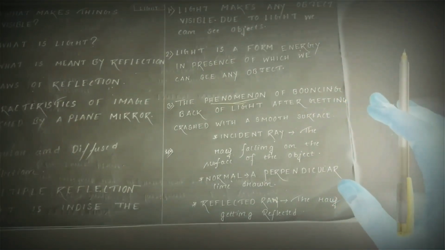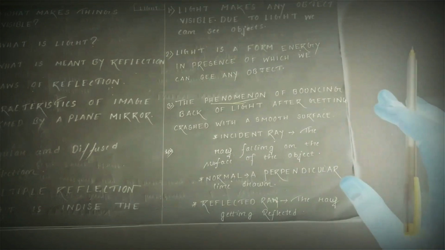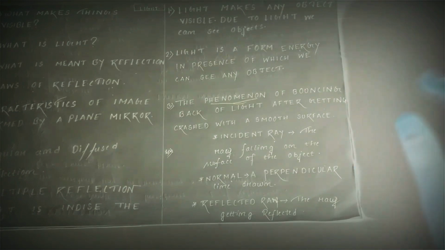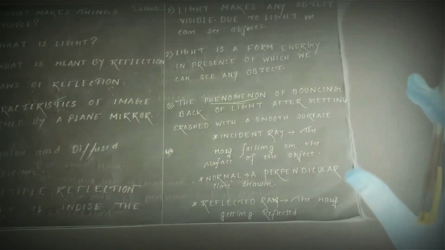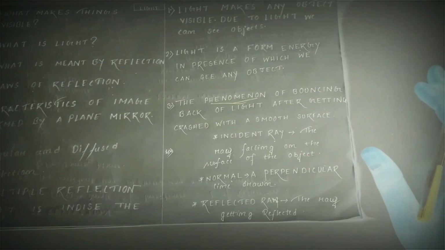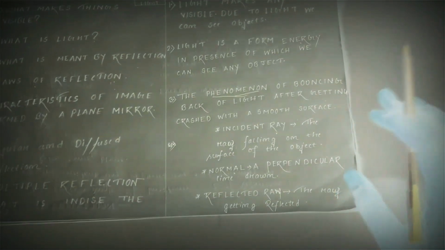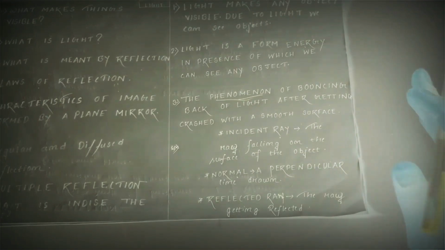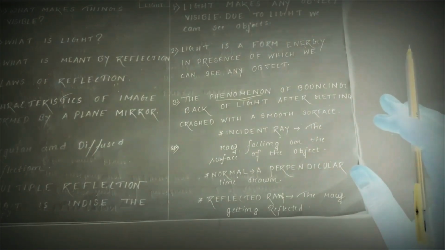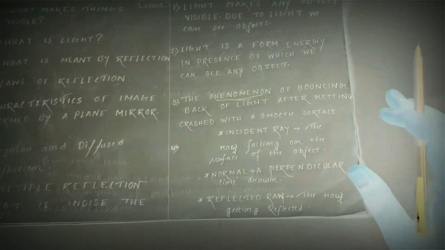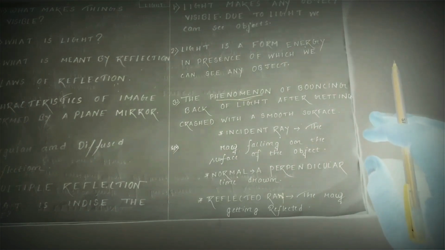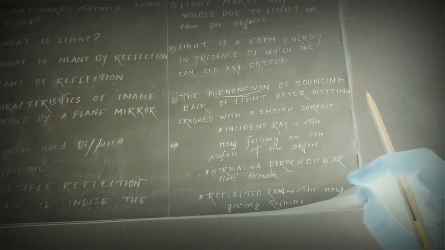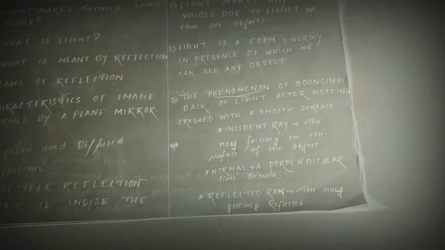Now normal is a perpendicular line drawn. Now why a perpendicular line drawn? This we will be clarifying in the next question. Till now you should know what this actually means. Next is the reflected ray, the ray getting reflected simply. So we have studied about the incident ray, that is the ray falling on the surface of an object; the normal, a perpendicular line drawn; and the reflected ray, the ray getting reflected. Now let's study about the laws of reflection.